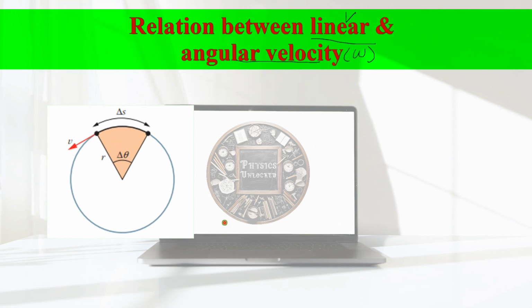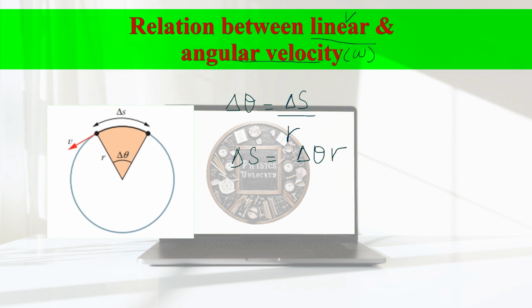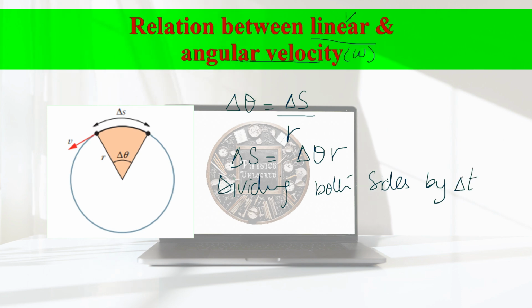From the definition of 1 radian, it is the length of the arc divided by the radius, or if I rewrite this formula, del s equals r del theta. Dividing both sides by del t, we can write this equation as del s over del t is equivalent to r del theta over del t.